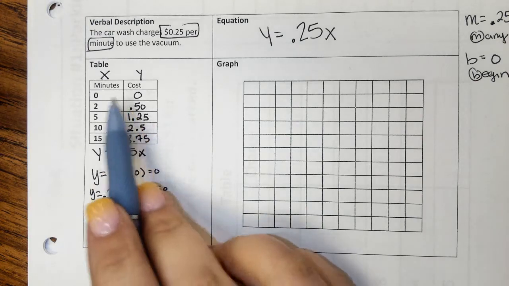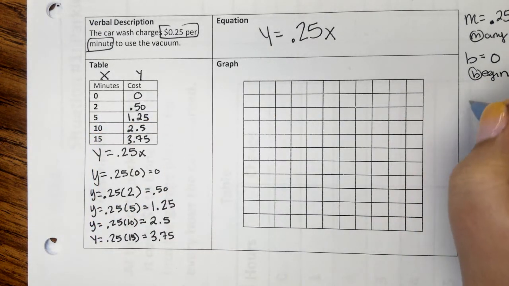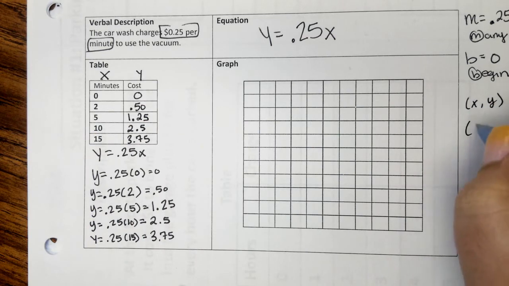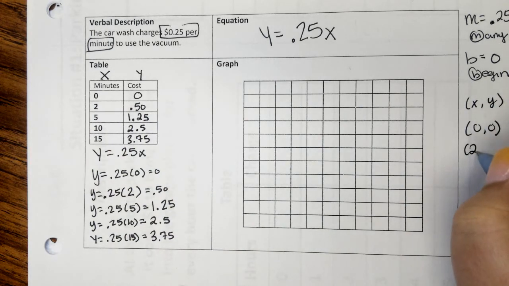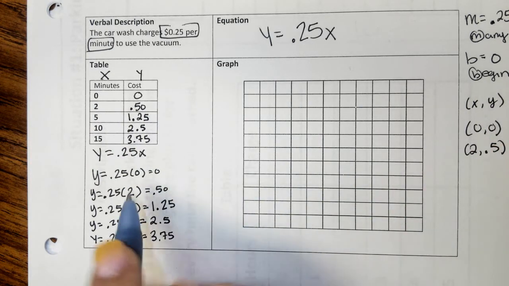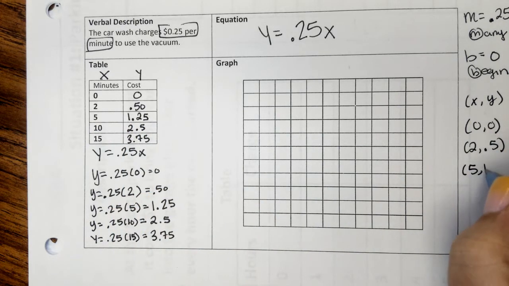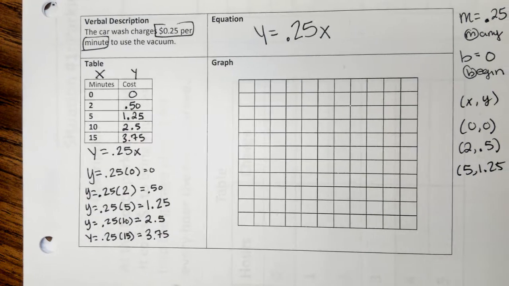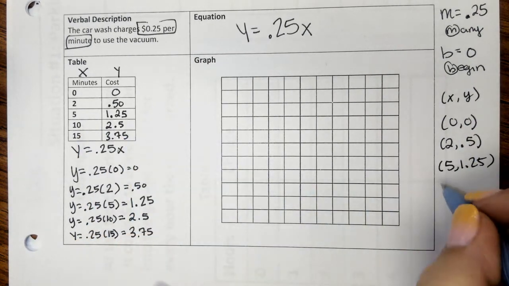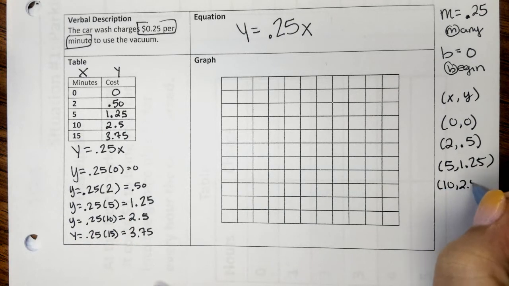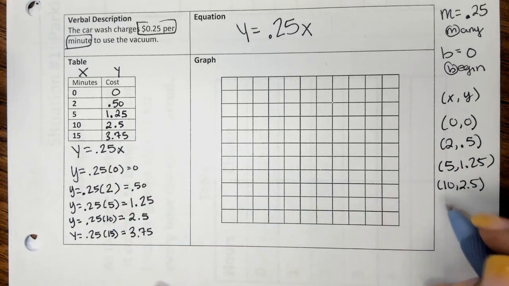Now I'm ready to write out a list of my ordered pairs. We've got 0, 0, x, y, so 0, 0, 2, 0.5, 5, 1.25, 10, 2.5, and 15, 3.75.